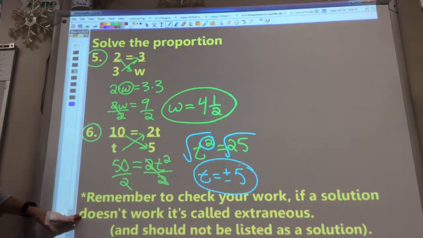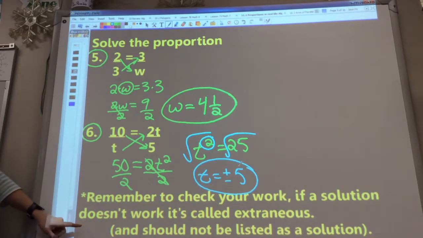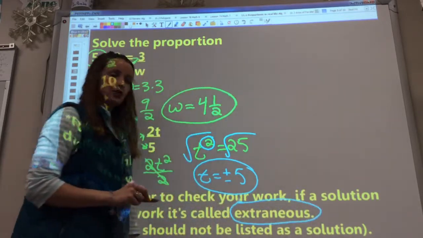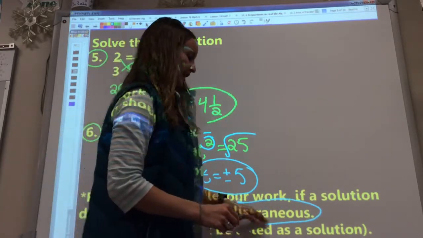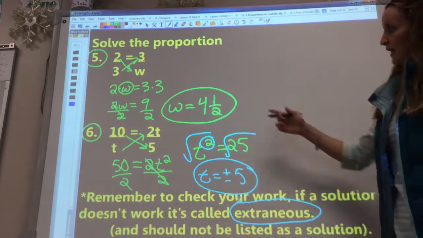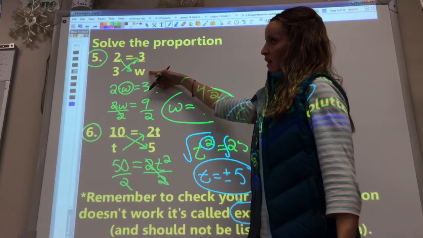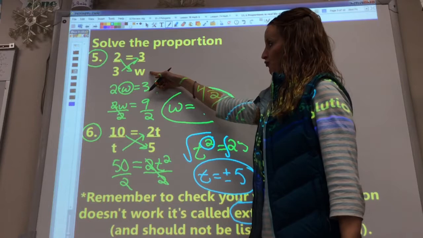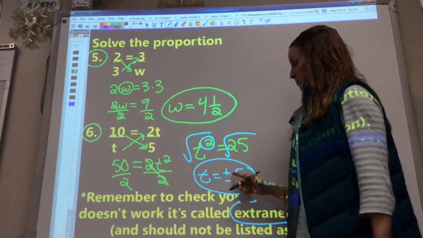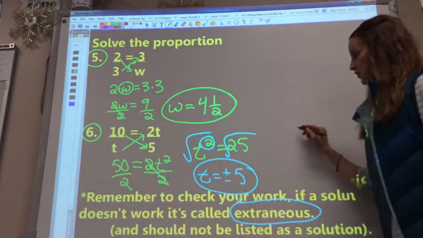Now, one thing I'd like you to write in your notebooks is, hey, you always have to check your work. And if the solution doesn't work, it's called extraneous. And I hope you guys can say that out loud. Extraneous, okay? That means it doesn't work. Well, what does that mean? Well, right here, if we plug in 4.5, that's okay. It doesn't make our denominator undefined. Right here, that's okay if we plug in 5 or negative 5. That's all right. But we better just check just to be sure.